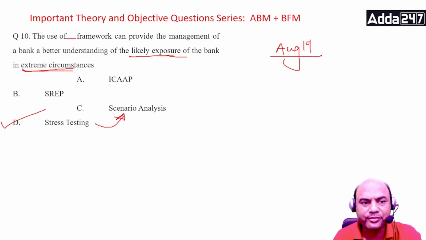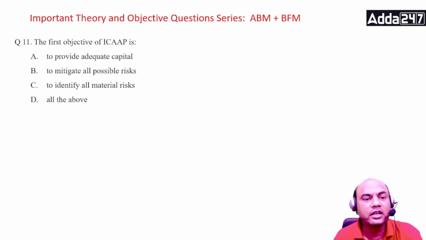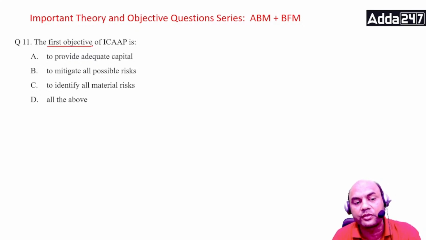Okay. Next one. The first objective of ICAAP is, what is the first objective of ICAAP? To provide adequate capital, to mitigate all possible risks, to identify all material risks, or all of the above.